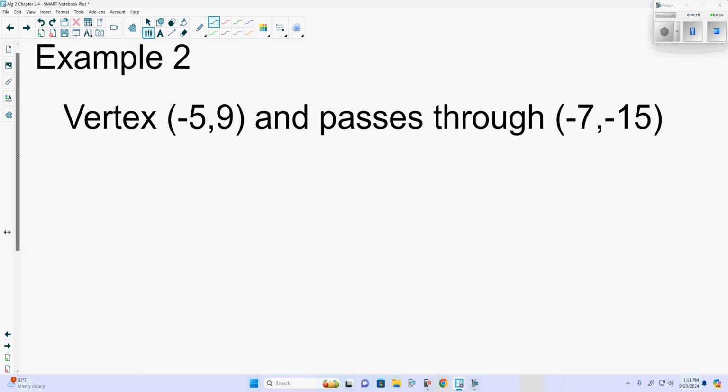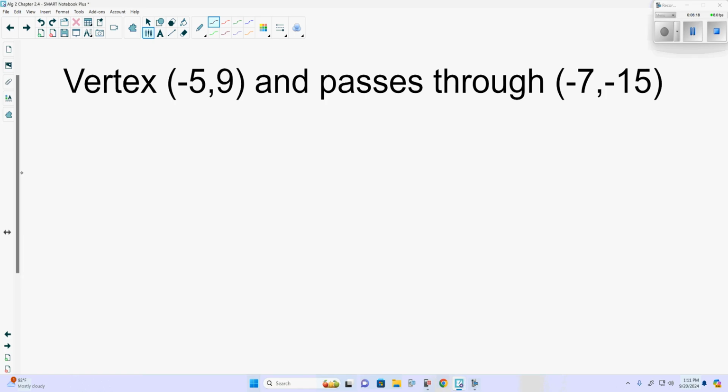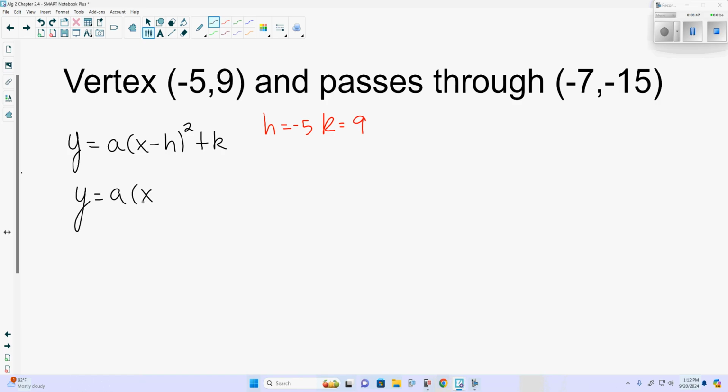So we have the vertex is -5, 9 and it passes through the point -7, -15. We're going to use vertex form because they gave us the vertex. H is -5, K is 9. So y equals a times x minus -5 squared plus 9.